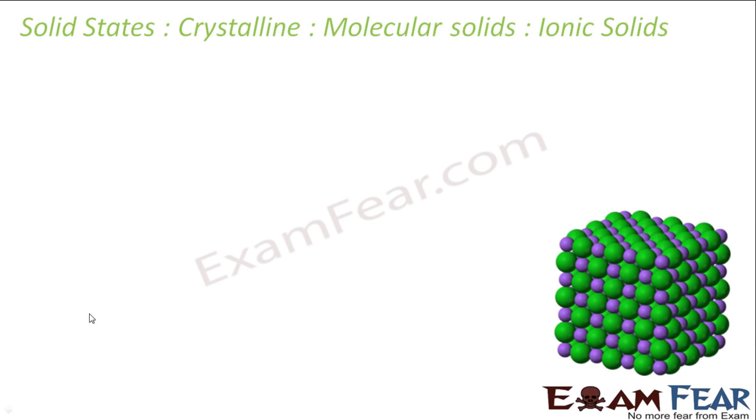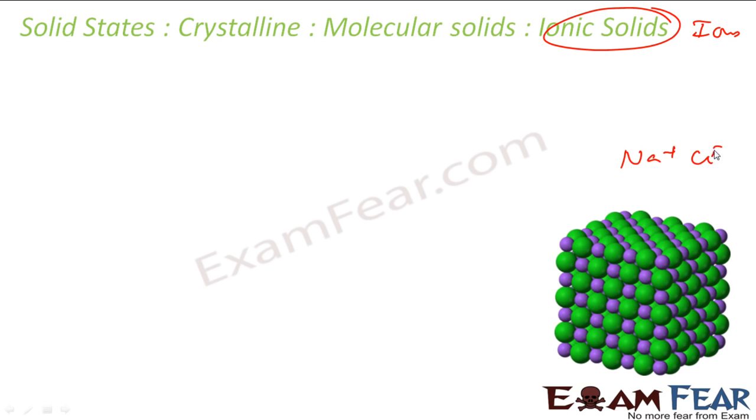Just ionic solids, ions are the constituent particles here. A good example we can think of is NaCl, Na+ and Cl- ions. Correct? So here, this is my Na+, and Cl-, green is all my Cl-.